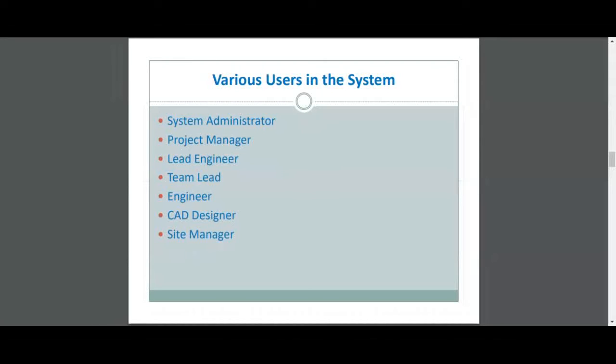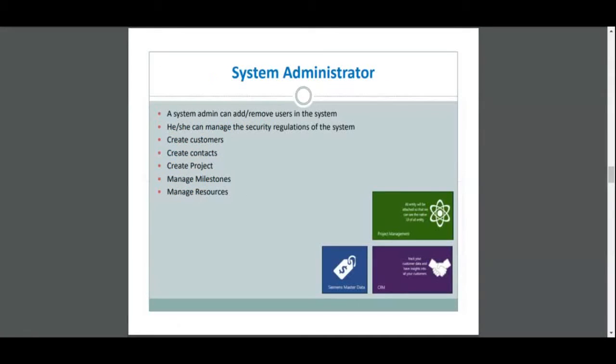The first one is the system administrator. He is responsible for various key tasks in the system. He or she has access to the complete database with read, create, and update permissions. He or she can add and remove users in the system. They can create customer records in the system and attach files against those customer records. Contacts of various people at the customer site can be added against the contact tab in the customer record.